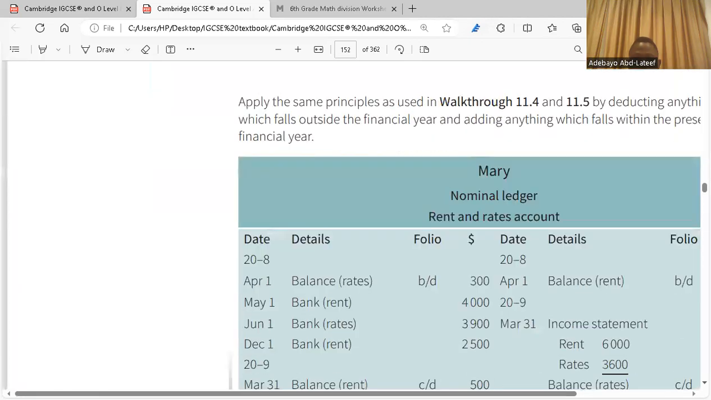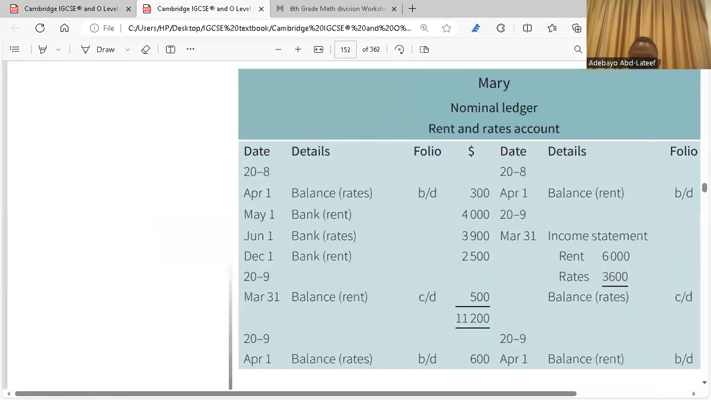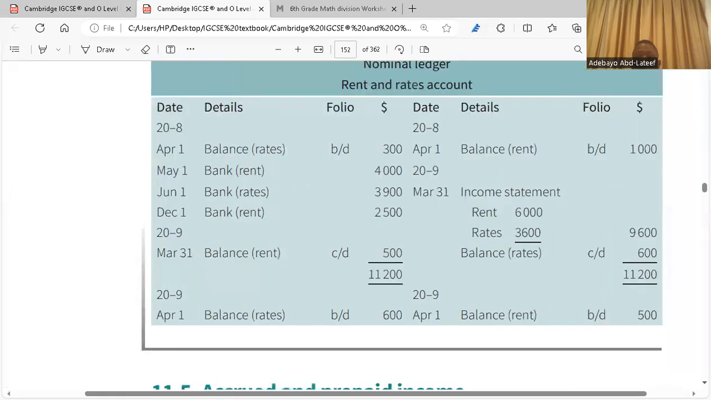The rent is 6,000. They paid the first rent for 8 months, 4,000, and then 2,500. It's 500 for each month. So for 12 months, it's going to be 6,000. So 500 times 12 is 6,000. That's the rent in the income statement, 6,000.